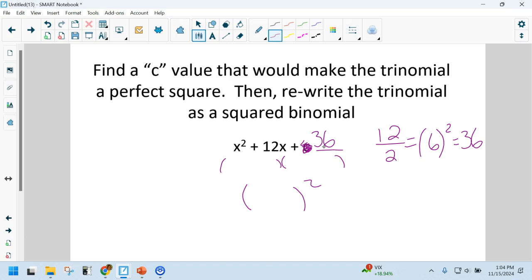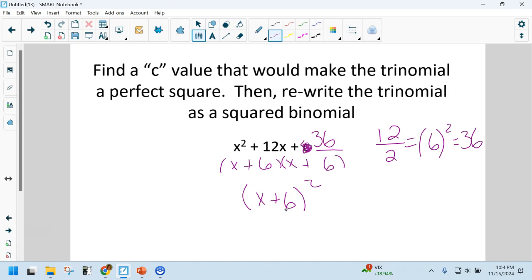And the reason that value is so perfect is because now I can go, I wonder what multiplies to be 36 and adds up to be 12. Well, it must be 6 and 6. And so my answer is x plus 6 squared.